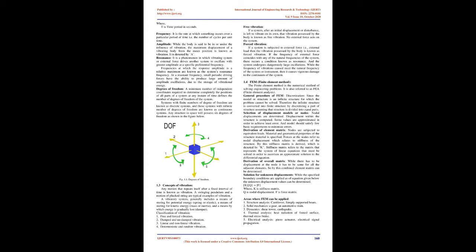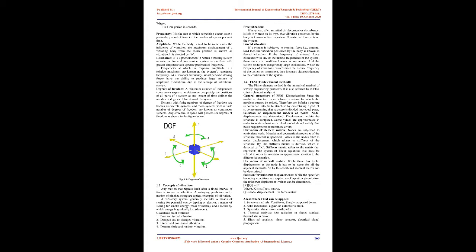Degrees of freedom: the minimum number of independent coordinates required to determine completely the positions of all parts of a system at any instant of time defines the number of degrees of freedom of the system. Systems with a finite number of degrees of freedom are known as discrete systems, and those with an infinite number of degrees of freedom are known as continuous systems. Any structure in space will possess 6 degrees of freedom, as shown in the figure below.